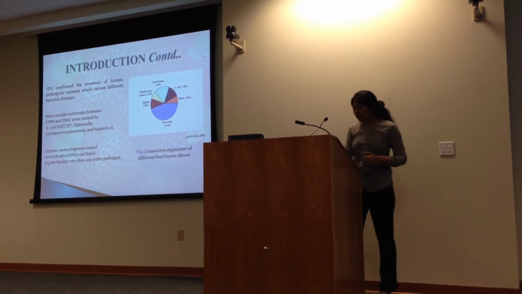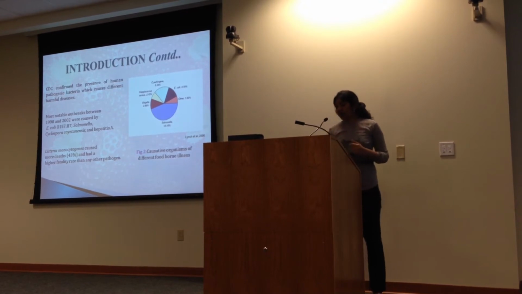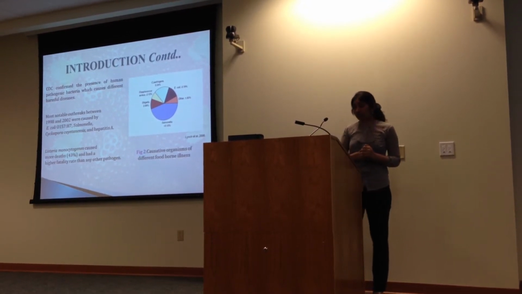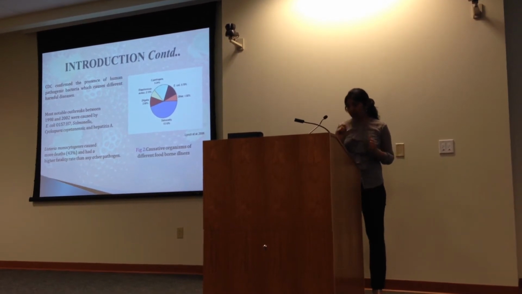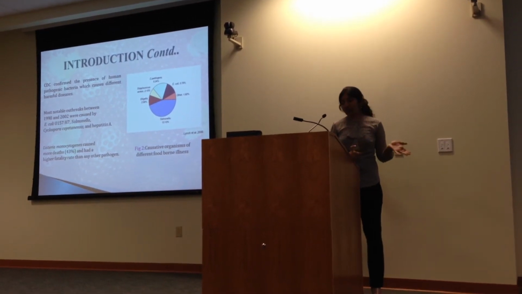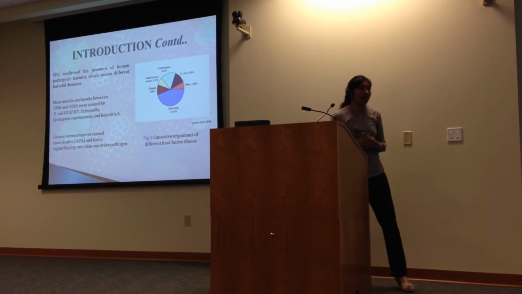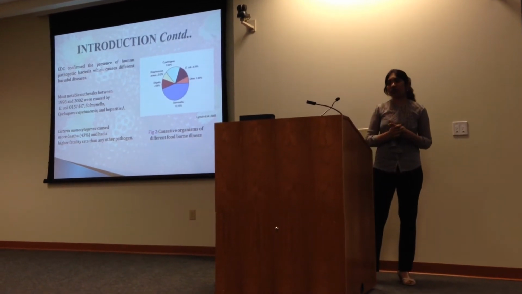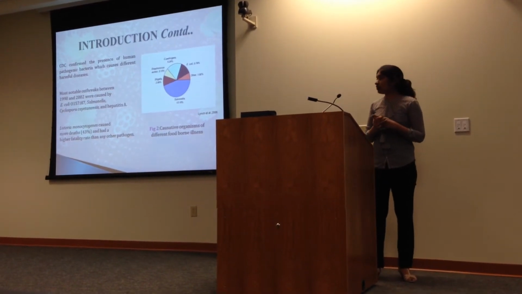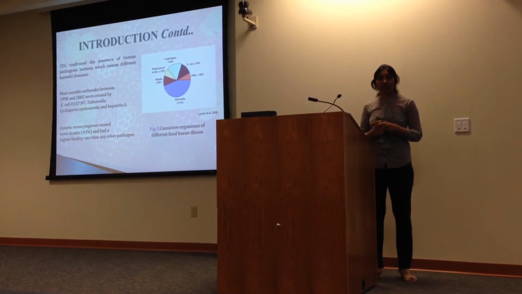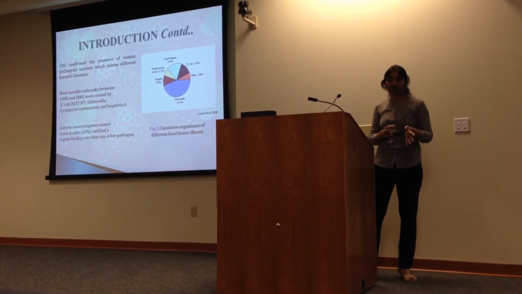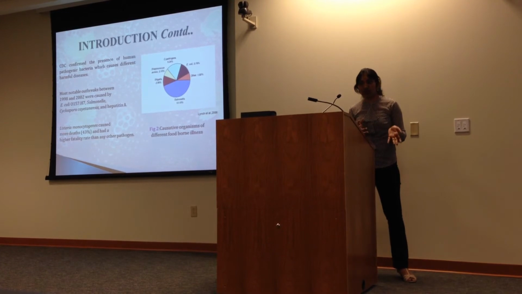If you see the pie chart here, it shows the different causative organisms of food contamination. And if you observe that E. coli, Escherichia coli, Salmonella, and Listeria account for more than 50% of these outbreaks. So this research study is mainly based on those three human pathogens which cause serious diseases.